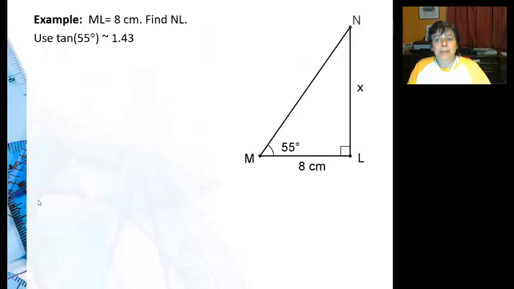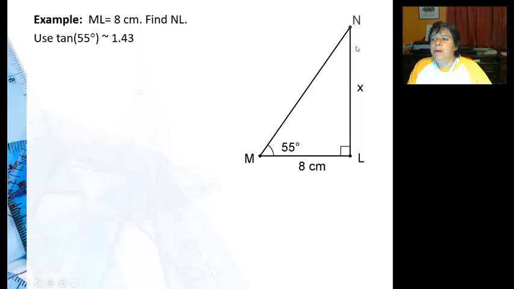So in this example, since I know you don't have a calculator, I went ahead and put tangent of 55 degrees in, and it's about 1.43. It's rare you're going to get beautiful exact answers for tangent and sine and cosine. Most of the time, they're going to be these big, long decimals that go on forever.